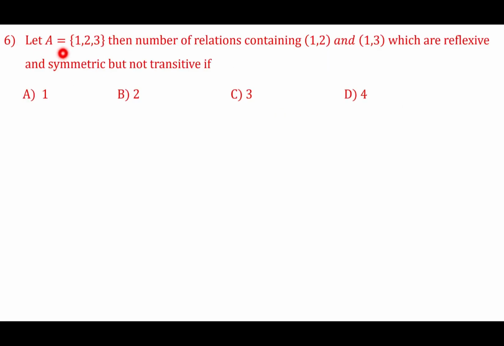Question 6. Let set A have elements 1, 2, 3. Then the number of relations containing (1, 2) and (1, 3), which are reflexive and symmetric but not transitive. So we have to make a relation by using this set A, so that the relation must be reflexive and symmetric only, but not transitive.